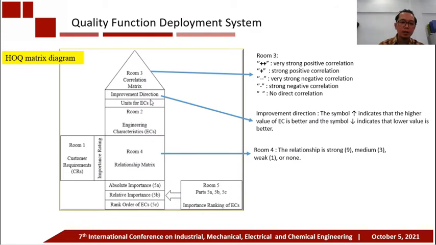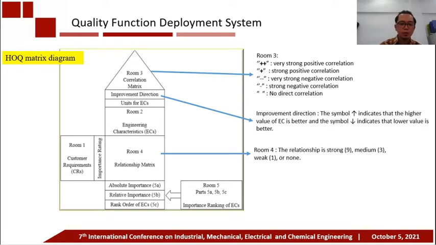This is the detail of the HOQ matrix diagram, and we can see the HOQ is used to provide the relationship between customer requirements and engineering characteristics, so that the machine design is in accordance with the user need. In room 1, we get customer requirements from user information: group interview, FGD, or questionnaire.